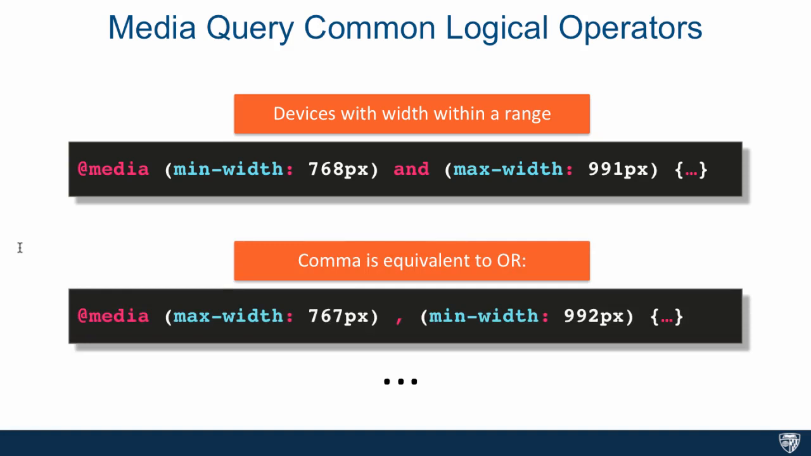Another way to combine media features is to place a comma between them, which would basically translate into being equivalent to an OR operator. In this code snippet, we're showing that we're targeting any device whose width is no larger than 767 pixels, or any device that is at least 992 pixels in width. Now, practically speaking, when you approach responsive design and responsive layouts, the most common logical operator is the AND operator. So if you know that operator, you're in pretty good shape.